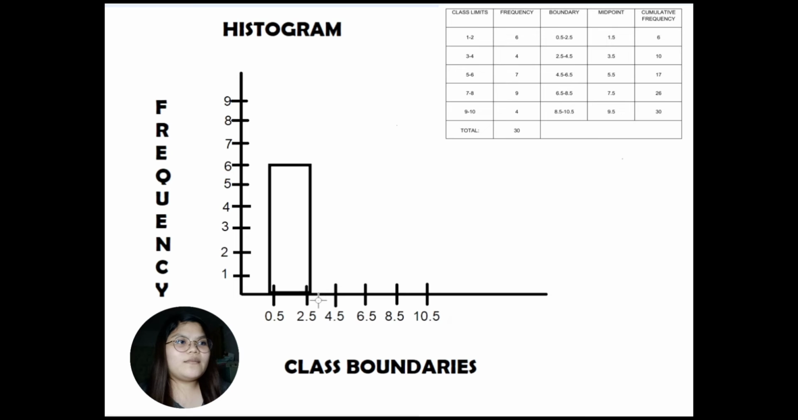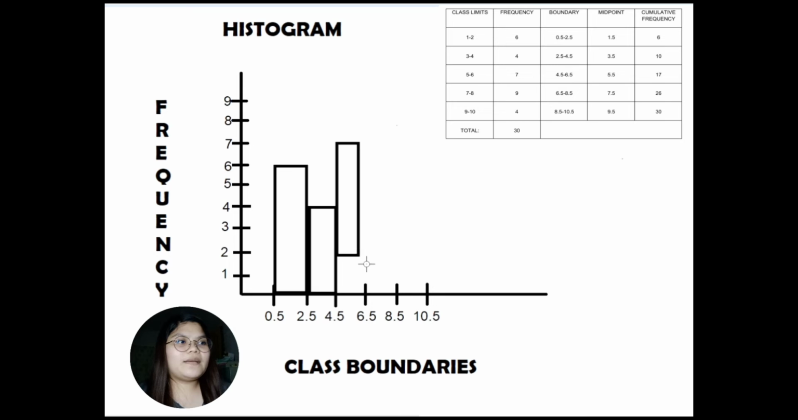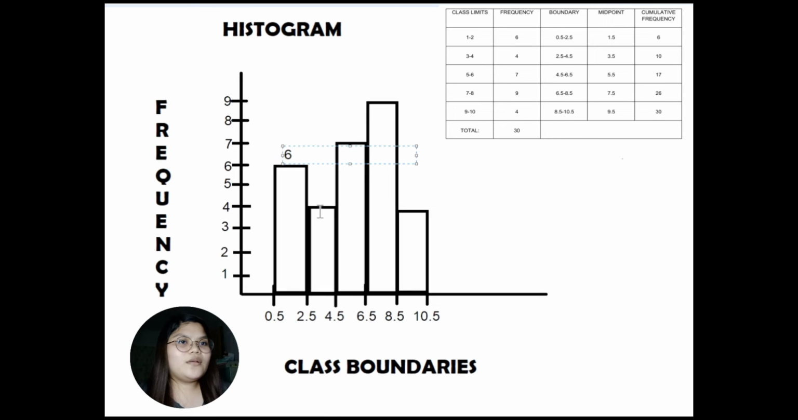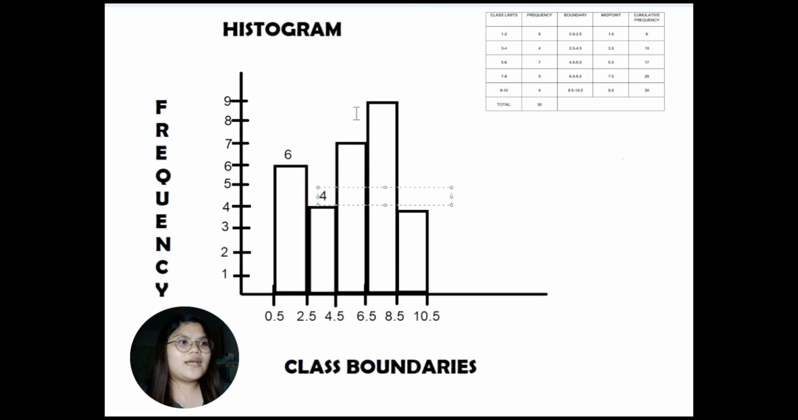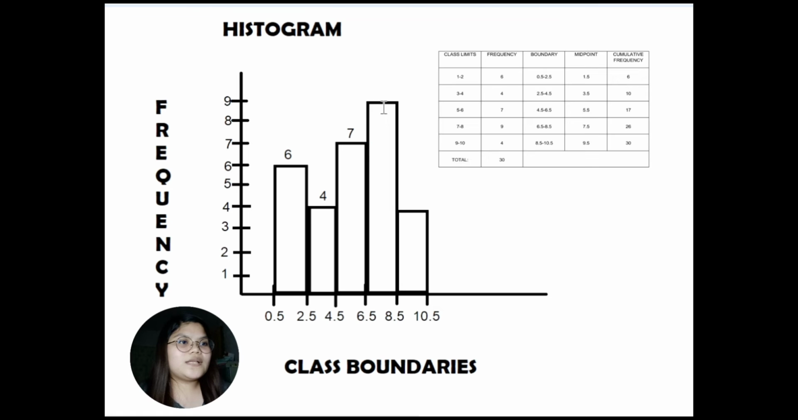To construct a histogram, we know the class boundary 0.5 to 2.5 has a frequency of 6. The second class boundary 2.5 to 4.5 has a frequency of 4. And then the third class boundary 4.5 to 6.5 has a frequency of 7. The fourth class boundary 6.5 to 8.5 has a frequency of 9. And then the class boundary 8.5 to 10.5 has a frequency of 4. So this is an example of a histogram.